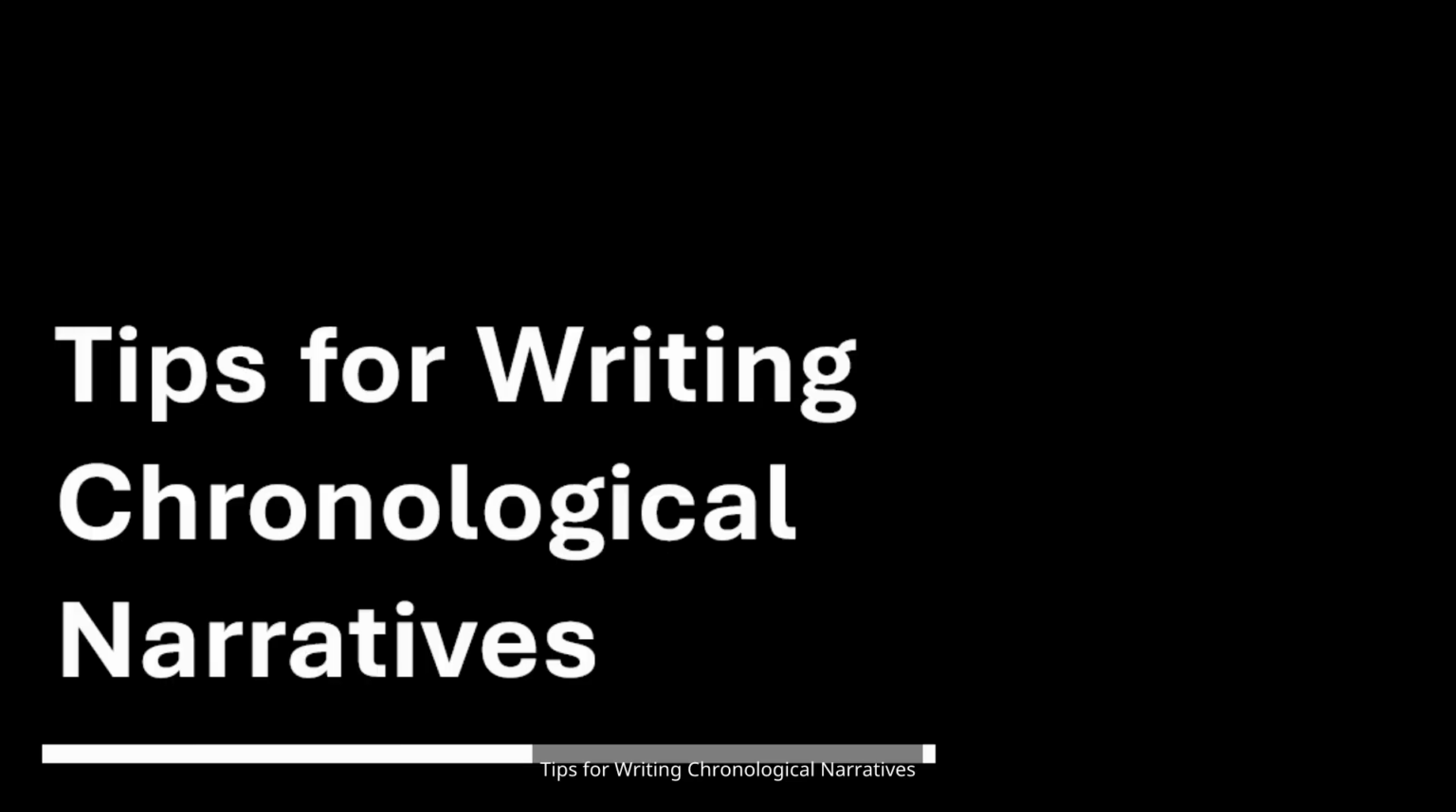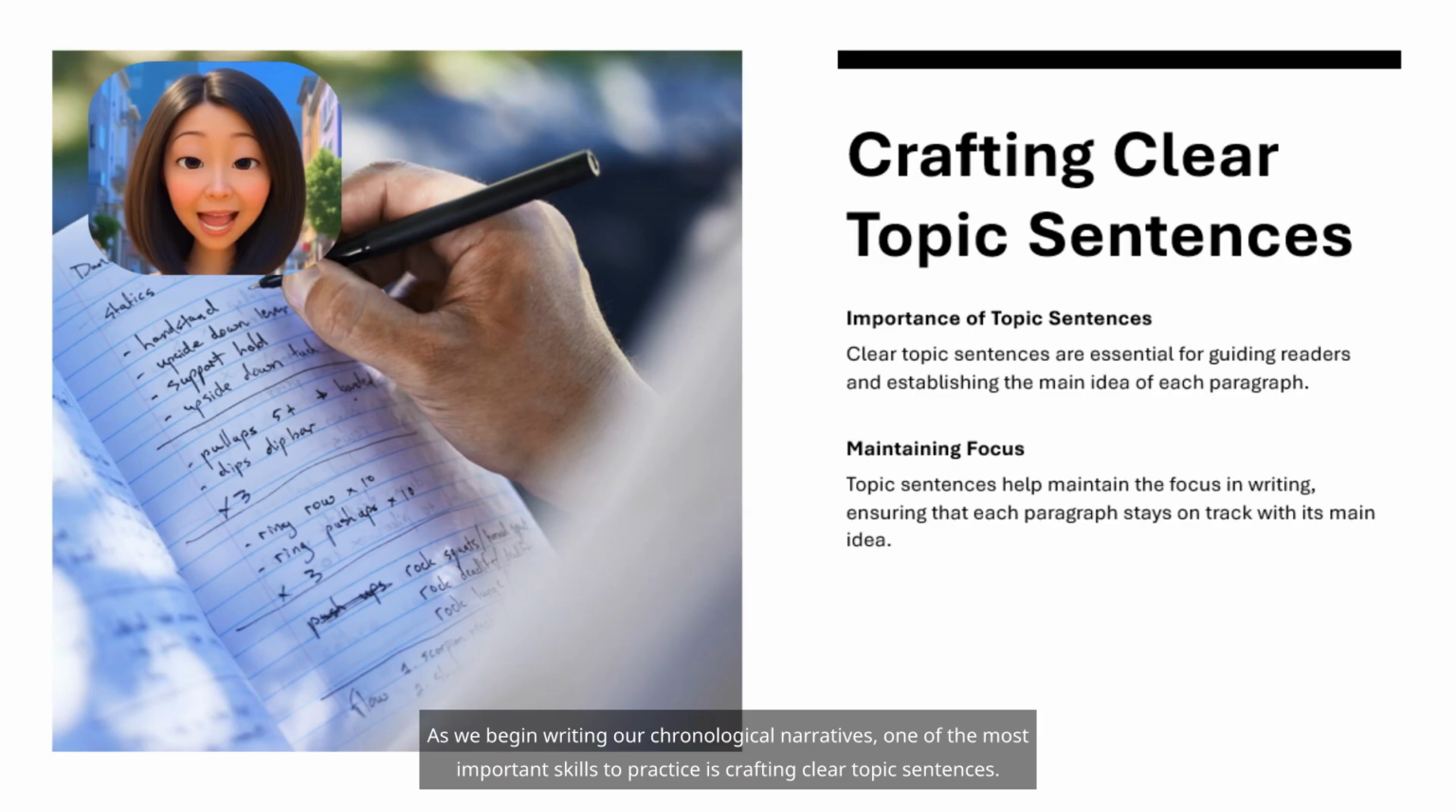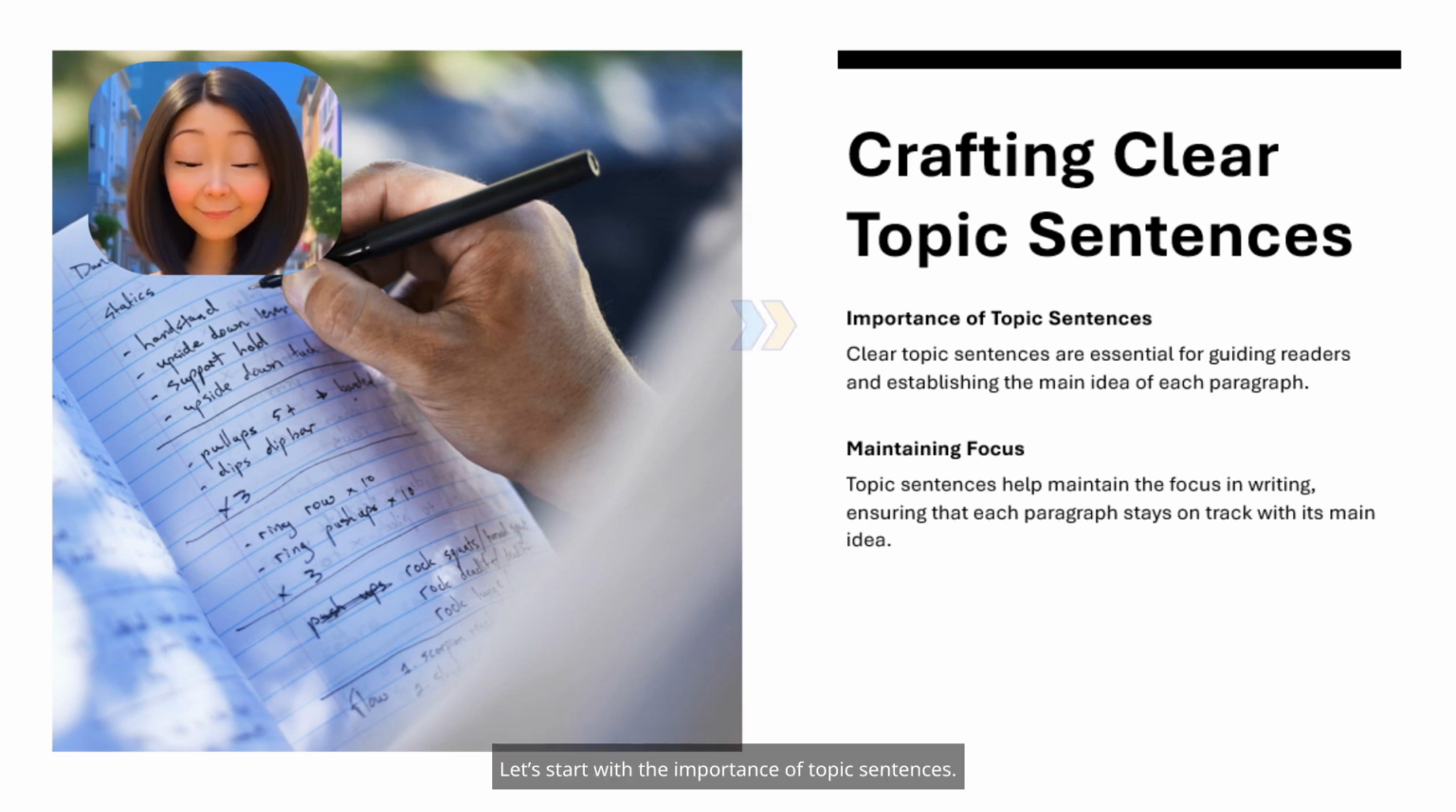Tips for writing chronological narratives. As we begin writing our chronological narratives, one of the most important skills to practice is crafting clear topic sentences. Let's start with the importance of topic sentences.